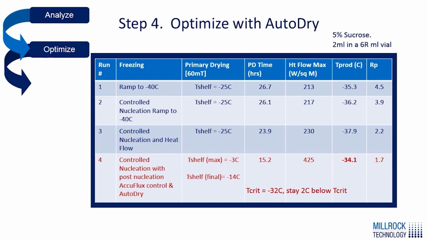During primary drying, auto dry brought the shelf temperature to a max of about minus 3 degrees, and then reduced it to about minus 14 degrees C, which is the final temperature it landed on. So it reached a max temperature of minus 3, and then would reduce down to minus 14 and dry there. And we can see that this reduced the primary drying time in half and still kept the product safely below its critical temperature, minus that 2 degree offset. So again, that was minus 32 degrees, the 2 degree safety offset, so we controlled at minus 34 degrees C.